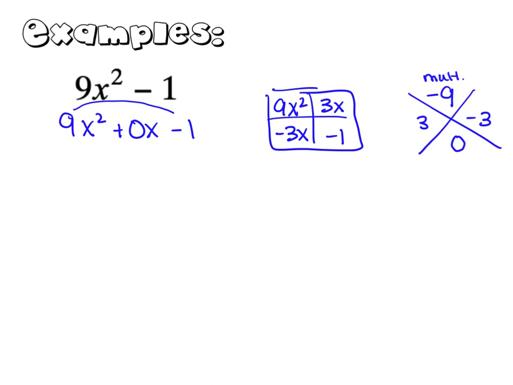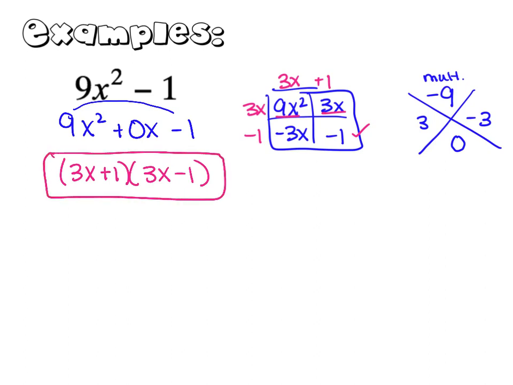And then if I look for the greatest common factor of each row and column, the first row I can divide both of those by 3x. And to get 9x squared, it must have been 3x times 3x. 3x times 1 is 3x, and 3x times -1 is -3x. +1 times -1 is -1, so that checks out. And that means that this factors into 3x plus 1 times 3x minus 1.